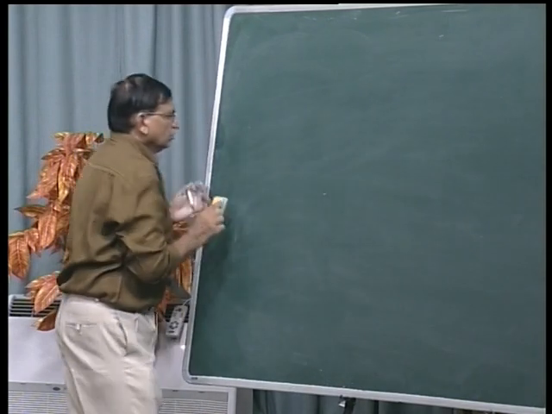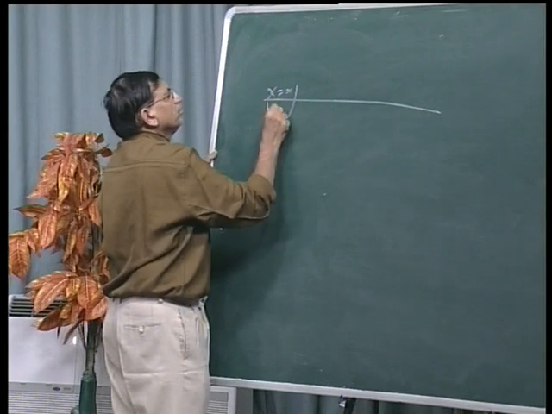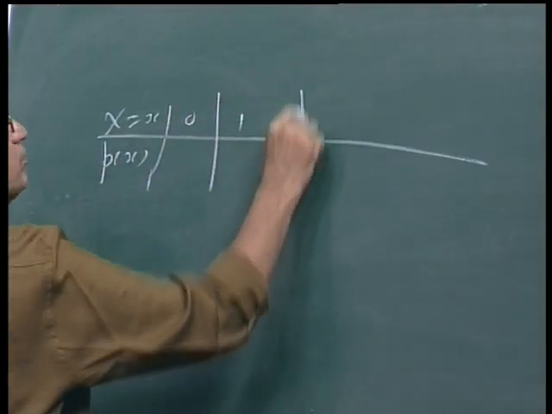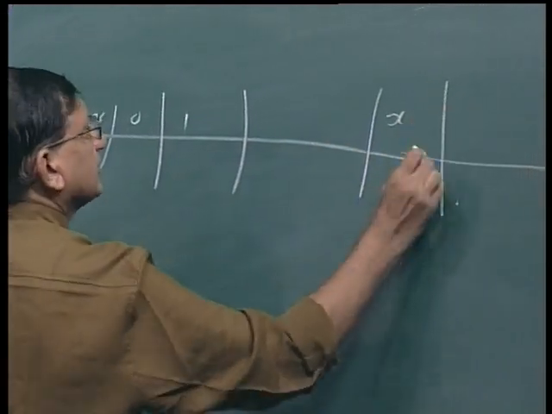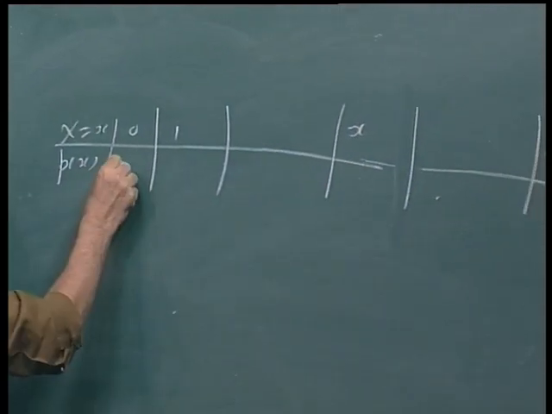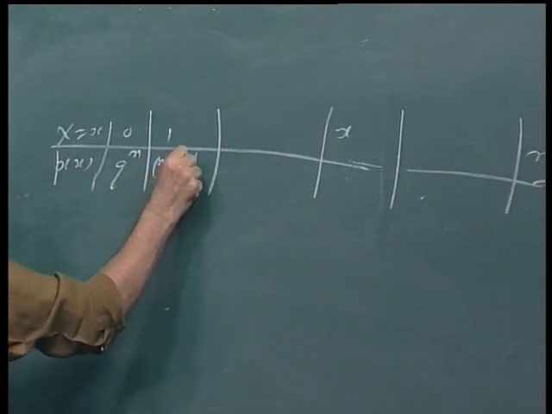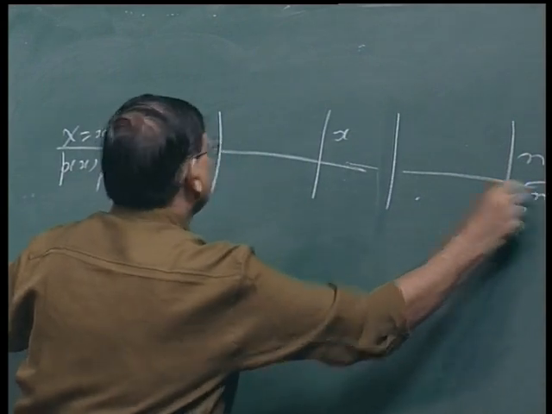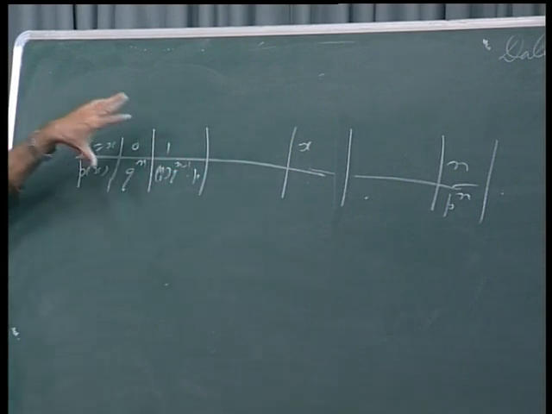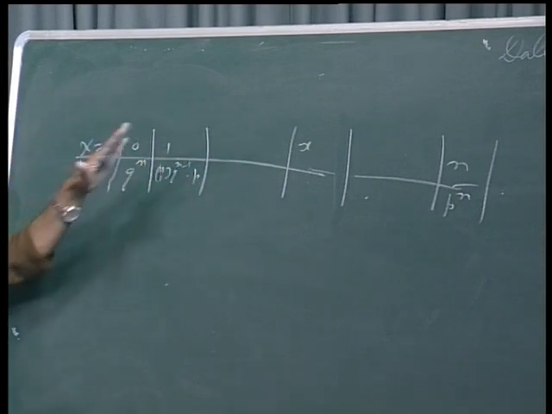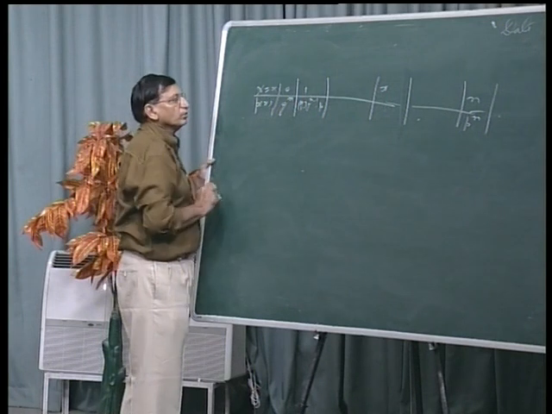Now x values and their probabilities, say 0, 1 up to n, and particularly some general value x. This is q raised to n, nC1 q raised to n minus 1 into p, and p raised to n. So x values and corresponding probabilities are given. You can write the distribution in this fashion also, or in formula form, which we have written earlier. That is another form to write this distribution.